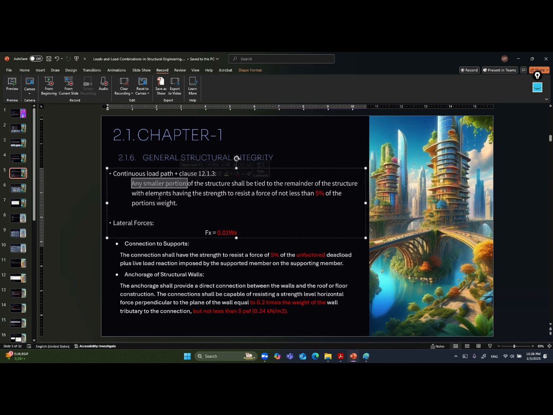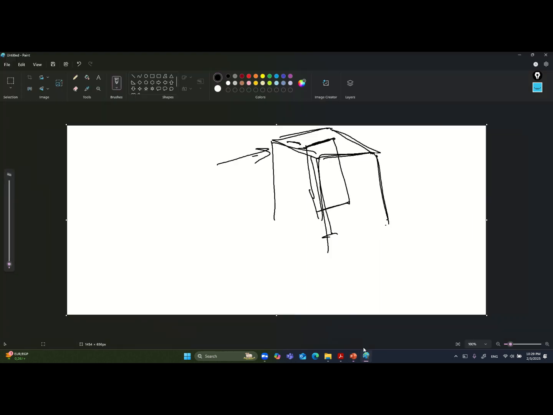So it establishes that there must be a continuous load path. And according to this part, it mentions that a smaller portion of the structure shall be tied to the remainder of the structure with an element having a strength of at least 5%. As you can see, I highlighted the most important values here because they are usually shown in the exam. What does this one mean?